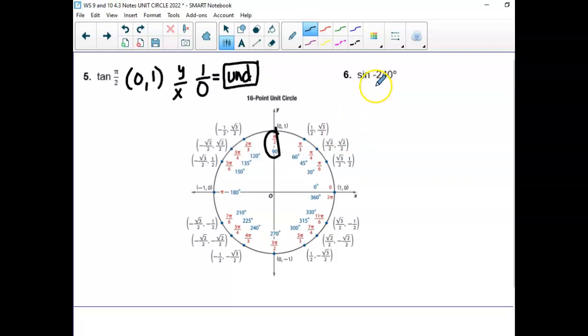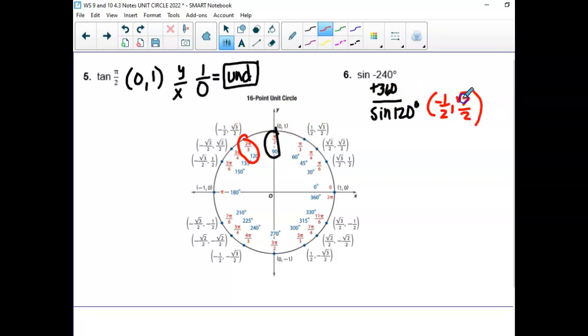Negative 240. Now you could use, like, here's 240, so it went 3 and all the way around, 2 full quadrants and into the third, and you're going in the negative direction. Or could you just add 360? It's going to be the same place, okay? If you add 360, you get the sine of 120. So what's the ordered pair there? Ordered pair at 120 is negative 1/2, positive square root of 3 over 2.